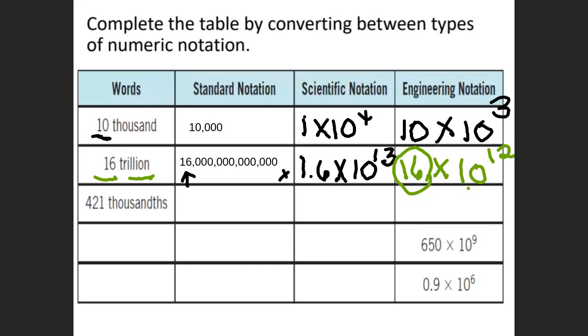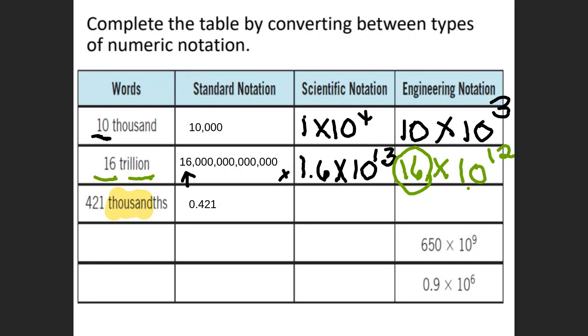Now, this one has a TH word. This is written 0.421. Now, think about 1,000, because thousandths is the word that's here. See this word thousand? How many zeros are in the number 1,000? 3, which means I need 3 decimal places.